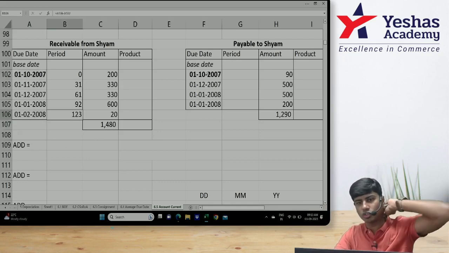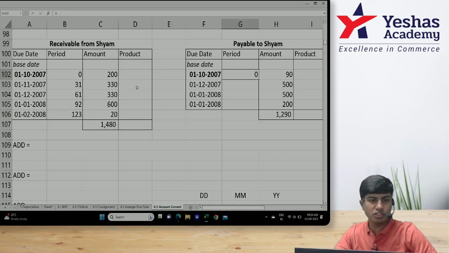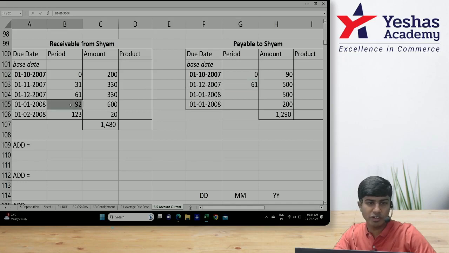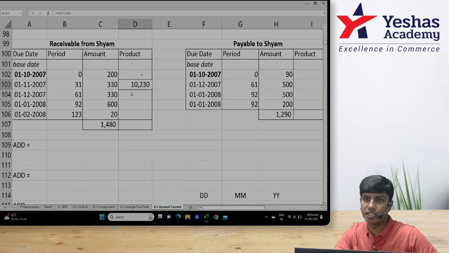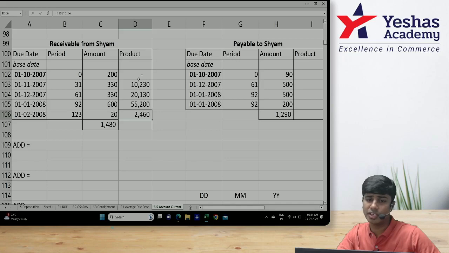Okay, next, 1st of October to 1st of October, 0. 1st of October to 1st of December, already we've computed here, 61. To 1st of January also we've computed here, 92. Now we'll find the product. 0 into 200, 0. 31 into 330. 61 into 330. 92 into 600. 123 into 20. Tell me the total.